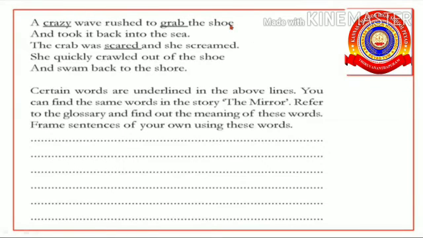A crazy wave rushed to grab the shoe and took it back into the sea. The crab was scared and she screamed. She quickly crawled out of the shoe and swam back to the shore. Then a crazy wave rushed to grab the mirror and took it back into the sea. The crab was scared and cried out loudly. Then she crawled out of it and swam back to the shore.